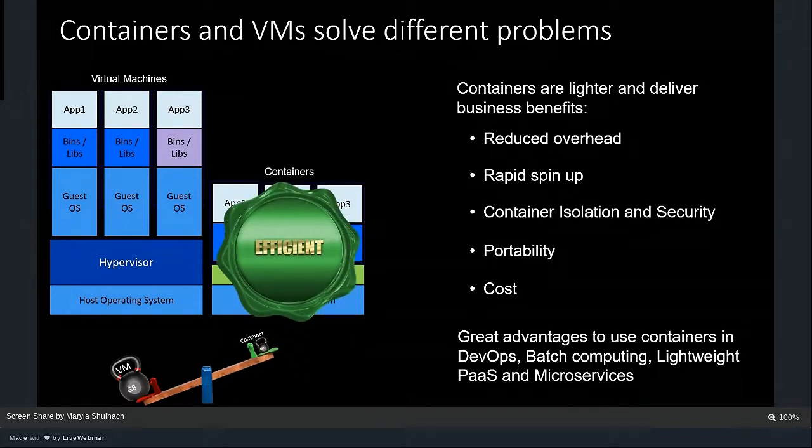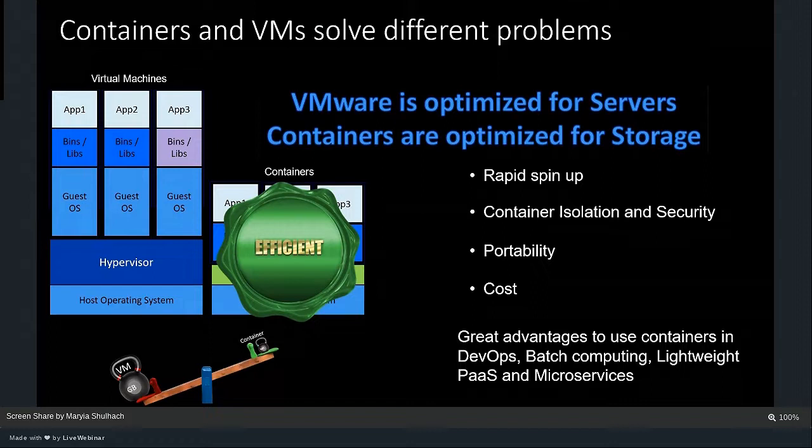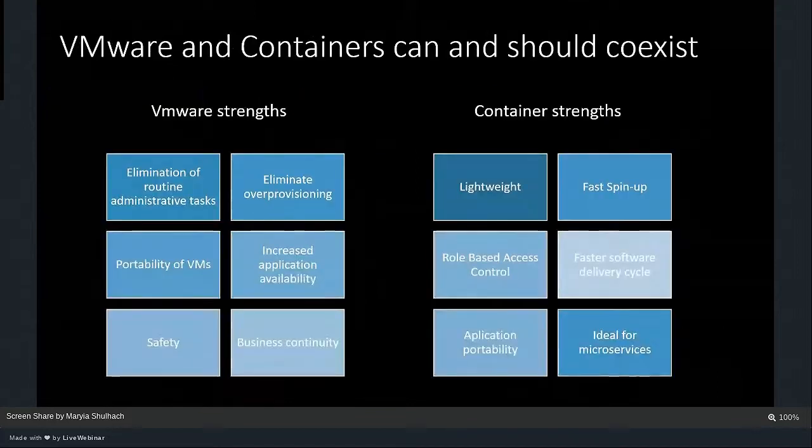And I would also not go as far as to say that containers are better than virtual machines. They are just used for different things. What I'd like to call it is that VMware is optimized for servers, while containers are optimized for storage. And we will see it in the next slide as well. So I believe that VMware and containers have all their different use cases, and we shouldn't decide that one is better than the other. They can and should coexist in a lot of complex environments.